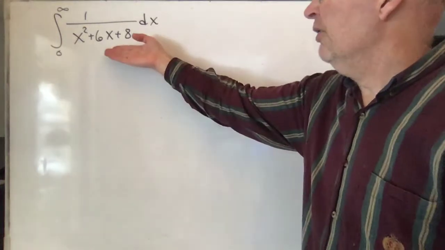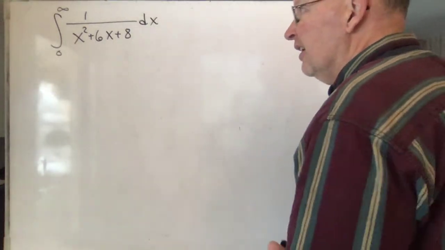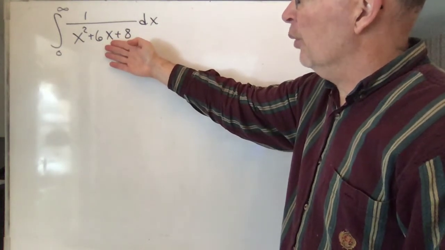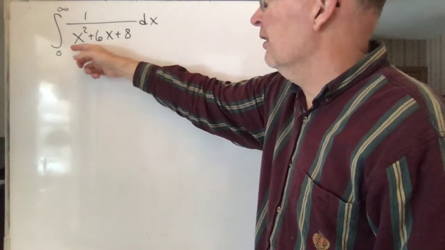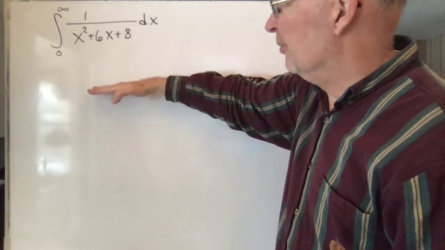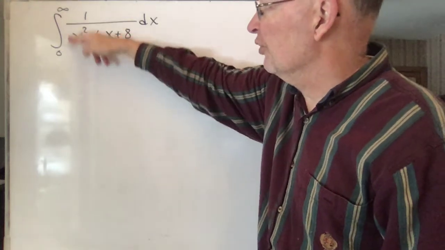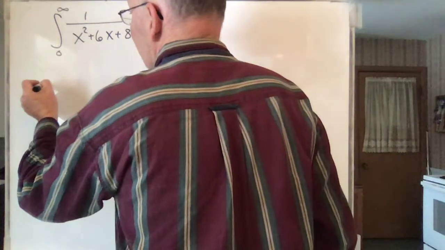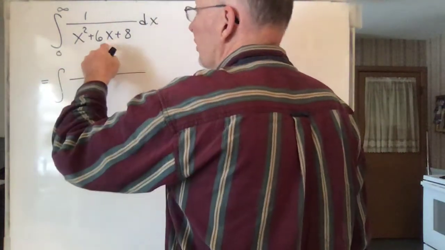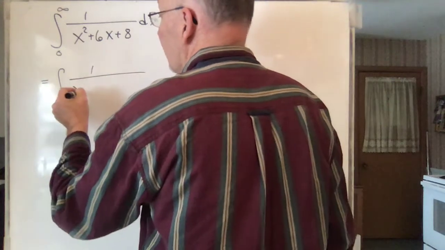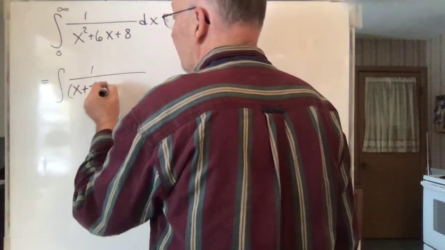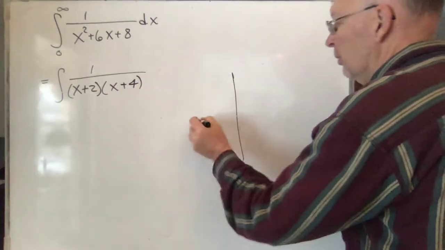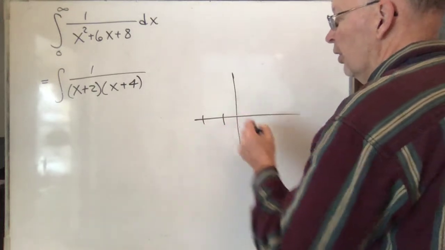Okay, again, you should notice that this thing here is going to be less than 1 over x squared. So since 1 over x squared gets small fast enough to converge, this one should also get small fast enough to converge. The one thing we have to worry about here is that this thing right here is going to have some vertical asymptotes as well. Right? This is x plus 2 times x plus 4. Agreed? So this thing is going to blow up at -2 and -4, but that doesn't matter.